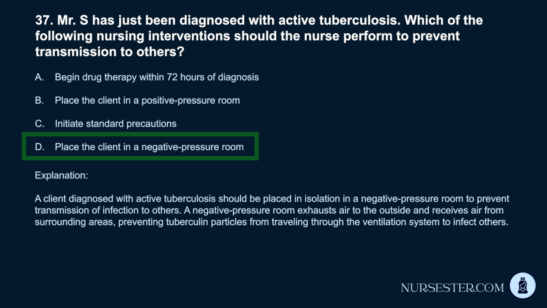A client diagnosed with active tuberculosis should be placed in isolation in a negative pressure room to prevent transmission of infection to others. A negative pressure room exhausts air to the outside and receives air from surrounding areas, preventing tuberculin particles from traveling through the ventilation system to infect others.